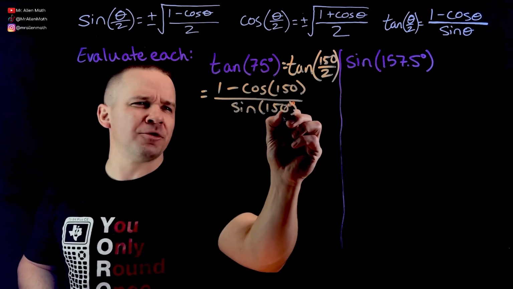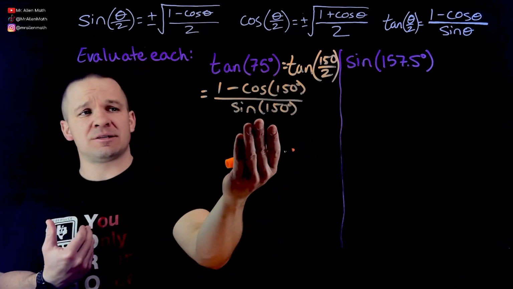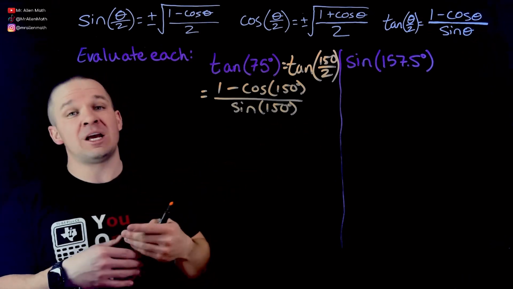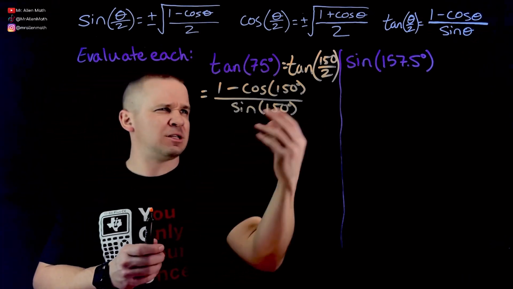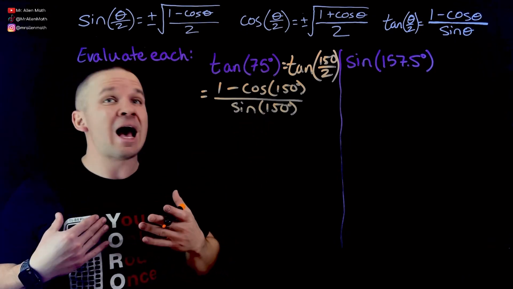Now, there are actually a couple different tangent half-angle formulas you could use. I think this one's the easiest because there's only one function in my denominator. Otherwise, it's kind of flipped and it's 1 plus cosine in the denominator. It just seems like the easiest one to work with, so that's what I'm going to do.